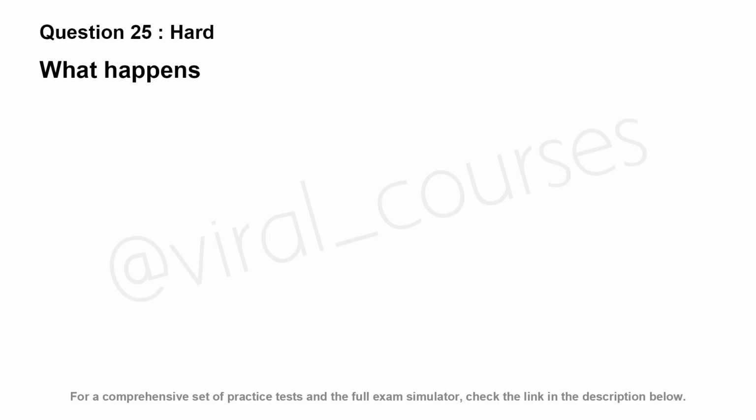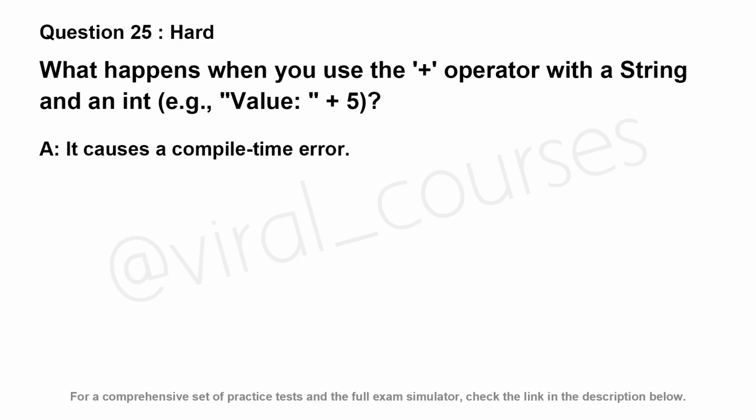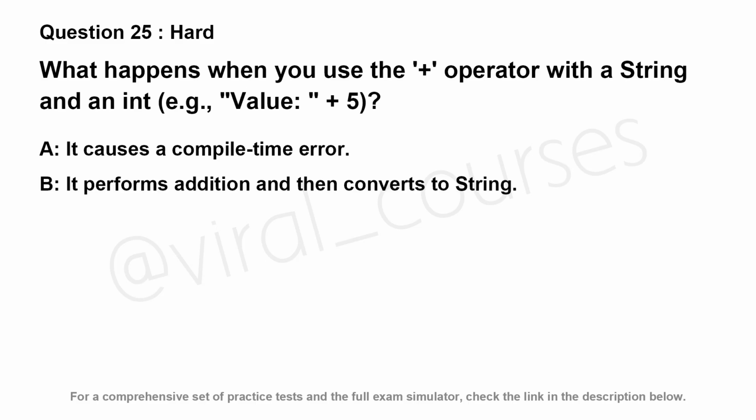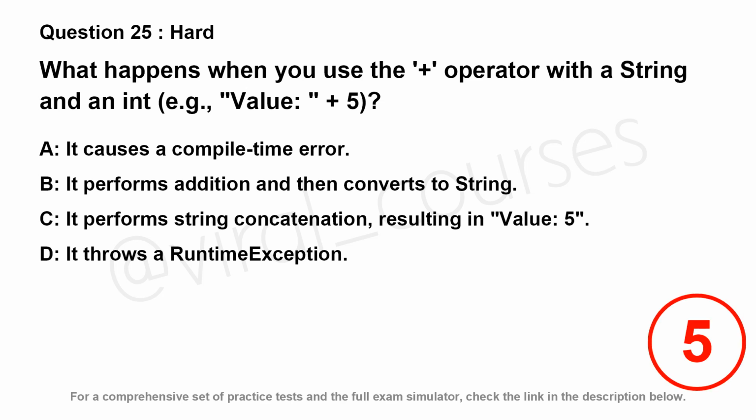What happens when you use the plus operator with a string and an int, e.g., "value" + 5? Option A. It causes a compile time error. Option B. It performs addition and then converts to string. Option C. It performs string concatenation, resulting in "value 5". Option D. It throws a runtime exception.